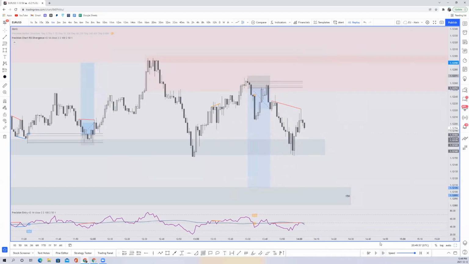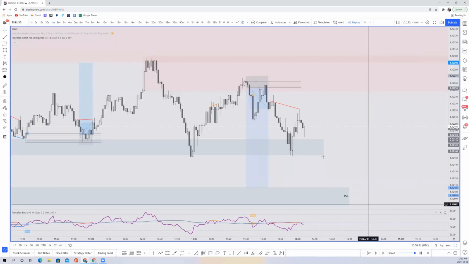So here we get a hidden divergence. Again, this is a sign saying the buyers aren't pushing that hard. And this is actually a continuation sign in this case to keep on going down. You're likely going to want another short if you're smart.